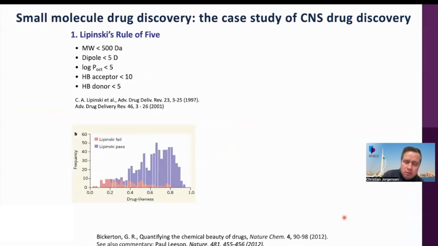Okay, let's look at some early models for CNS drug development. The first model came from the company Pfizer, from a scientist called Chris Lipinski. He developed what was called Lipinski's rule of 5. This was a set of parameters that, when obeyed, allows you to predict if a drug will cross the blood-brain barrier. His suggestion was, here are the chemoinformatic parameters for a compound to cross the blood-brain barrier.